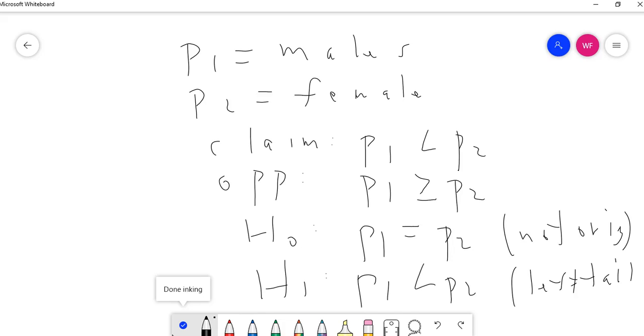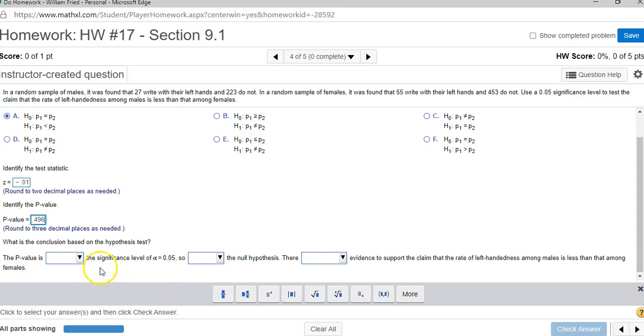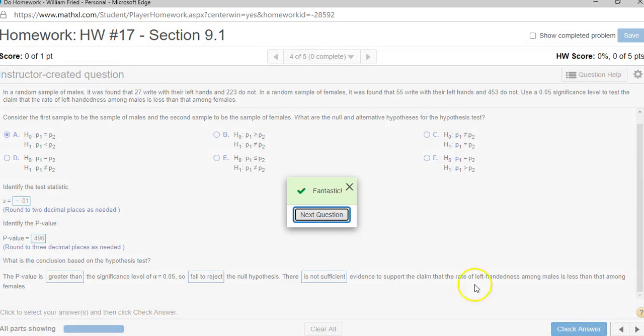There is not sufficient evidence to support the claim. So there's not sufficient evidence to support the claim. Let's see how we can get that in there. So the p-value is greater than, so we fail to reject, there is not sufficient evidence to support the claim. Let's hope that that's all correct. Fantastic.